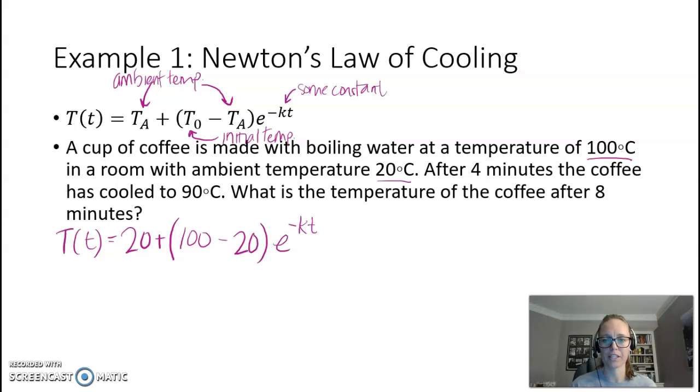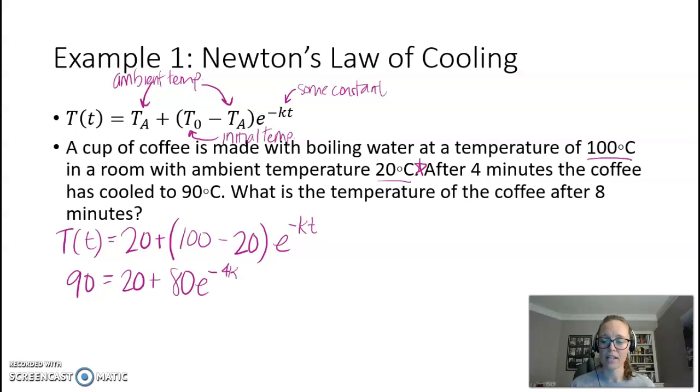So what I notice right here is in order to solve for the temperature after 8 minutes, I first have to know the constant. Well, that's why they tell us what the temperature was after 4 minutes, because we can use that information to solve for k. So if the coffee is 90 degrees after 4 minutes, then that means I can plug in 90 for the T of t. So I have 90 is equal to 20 plus 80 e, right? It's 80 because it's 100 minus 20. And then I can plug in 4 for t because I know that this reached 90 degrees after 4 minutes. So that's going to give me negative 4k in the exponent.